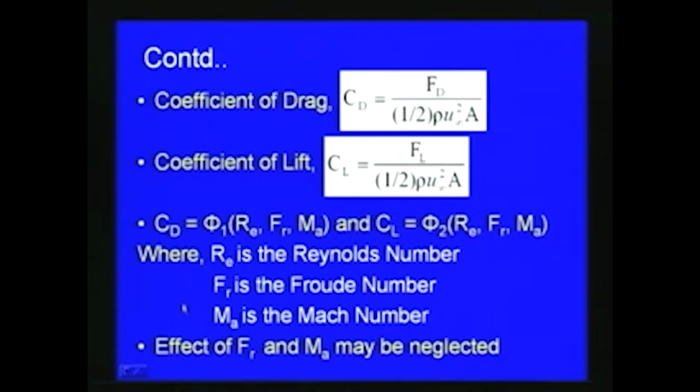Generally, when we consider the drag and lift effect and are finding the coefficient of drag and coefficient of lift, we can show that the Froude number and Mach number effects will be much smaller, so we can neglect them. Generally, we can represent the coefficient of drag C D as a function of Reynolds number, and also the coefficient of lift as a function of Reynolds number, by neglecting the Froude number and Mach number which we considered in this analysis. This way we can represent the coefficient of drag and coefficient of lift.